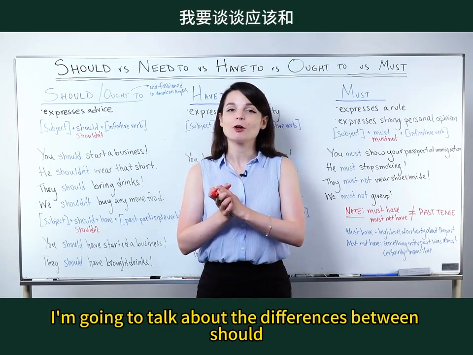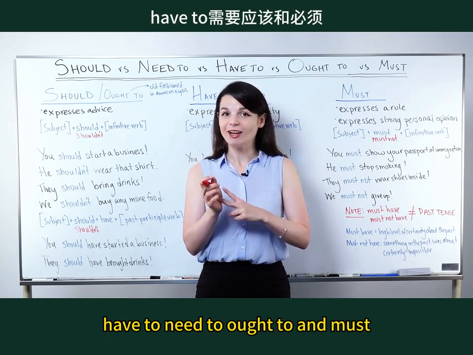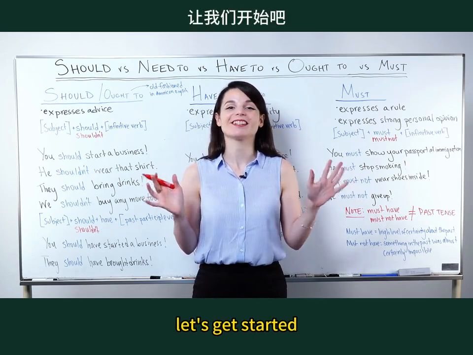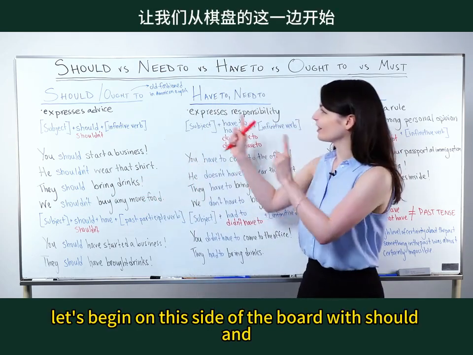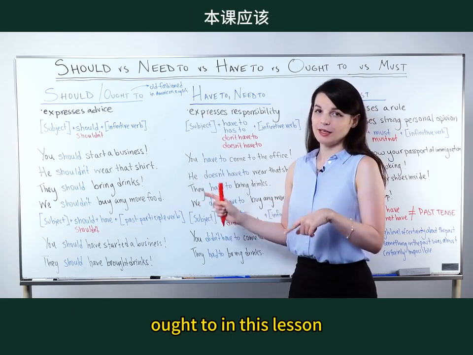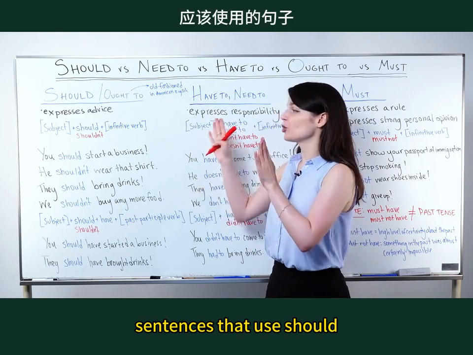In this lesson, I'm going to talk about the differences between should, have to, need to, ought to, and must. Let's get started. Let's begin on this side of the board with should and ought to. In this lesson, I'm going to focus on example sentences that use should.